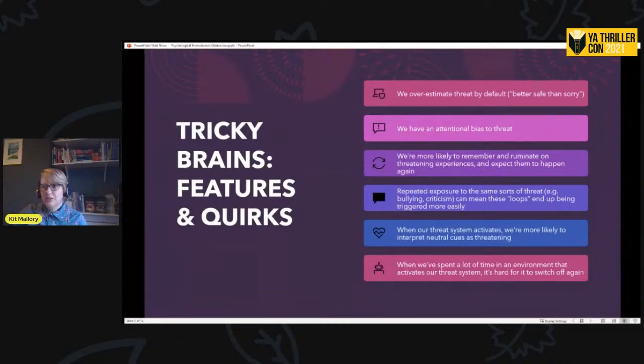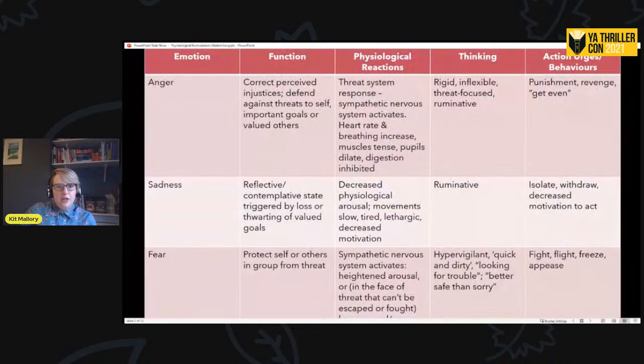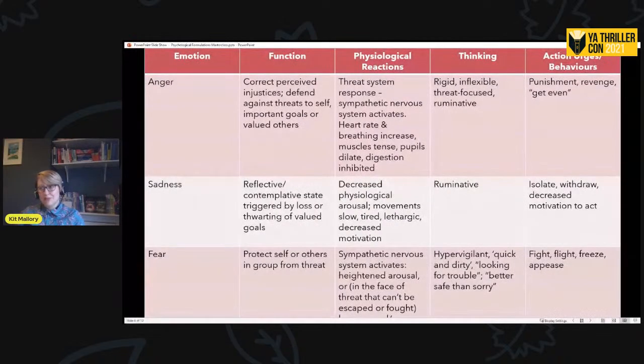Something I want to show you now are some examples of common emotions and their function: the effect they have on our physiology, our thinking, and the kind of behaviour that they drive. So, for example, anger is an activating emotion. It motivates us to act in defence if we sense that something important to us is under threat, or if we feel that something unfair or unjust has happened. So it's a threat system response. It activates our sympathetic nervous system, which gets us ready for action, essentially.